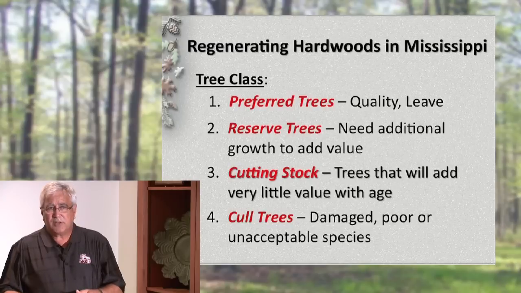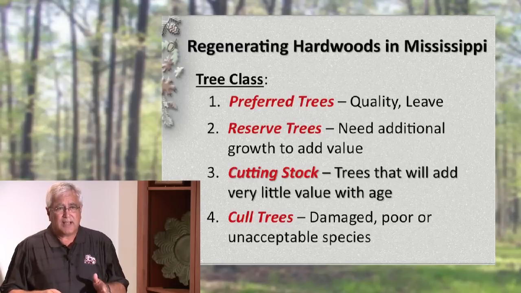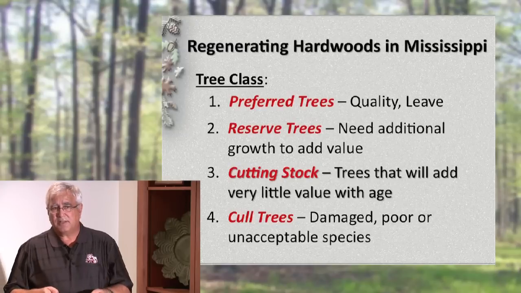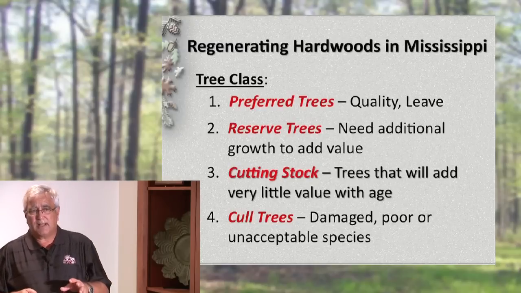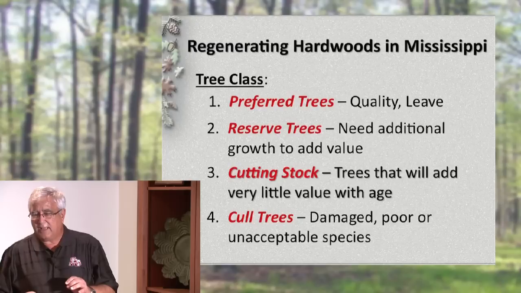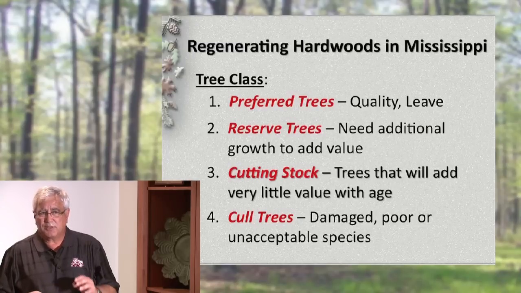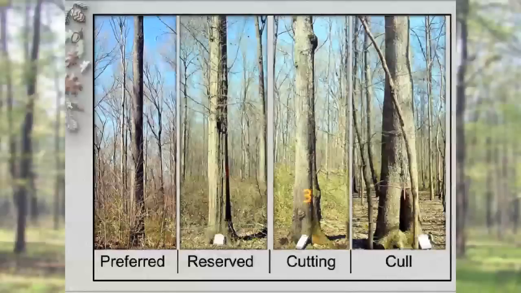Then we have reserve trees. Those trees that are good trees, desirable species, but they need additional growth in order to add value. Then we have our cutting stock. Those are the trees that will add very little value with age, or maybe even undesirable trees we'd like to get out of the stand. And finally, the cull trees. These are damaged, poor, maybe even unacceptable trees. We might want them for actual wildlife purposes, but we would not want too many of those in our particular stand on a per acre basis.